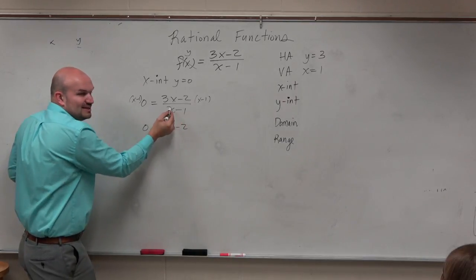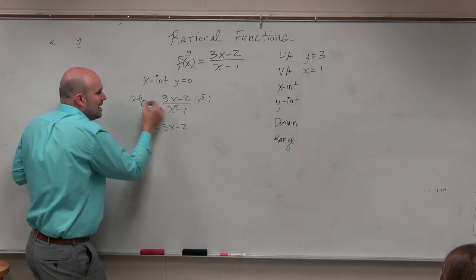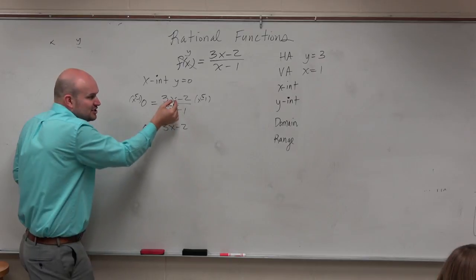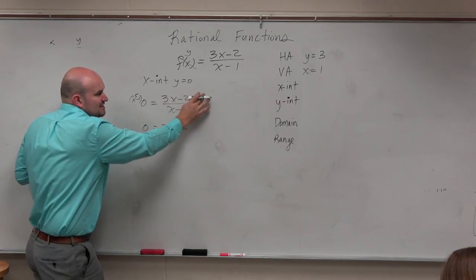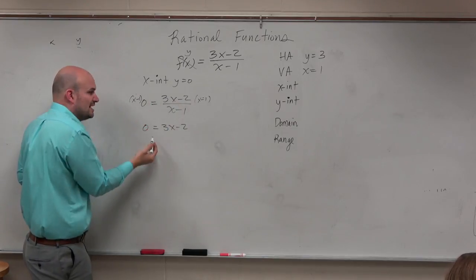It doesn't matter what this is. This could be x to the 5th power. I'm multiplying it by both sides. So to find the x-intercept, it's just the numerator set equal to 0, right? It doesn't matter what function is in here. If I'm trying to find the x-intercept, I really just need to take the numerator set equal to 0.